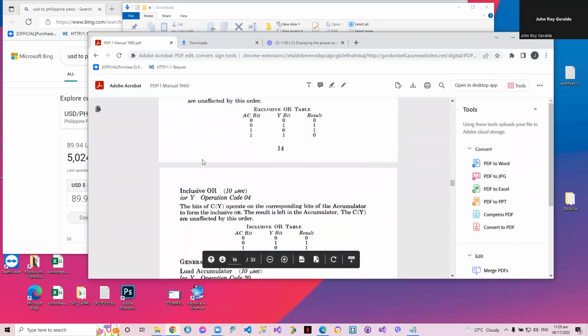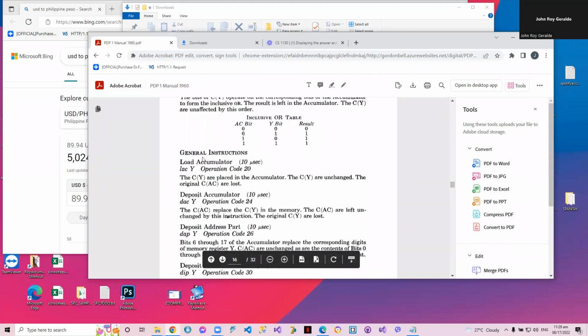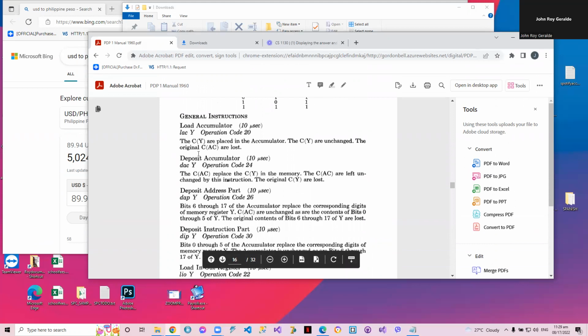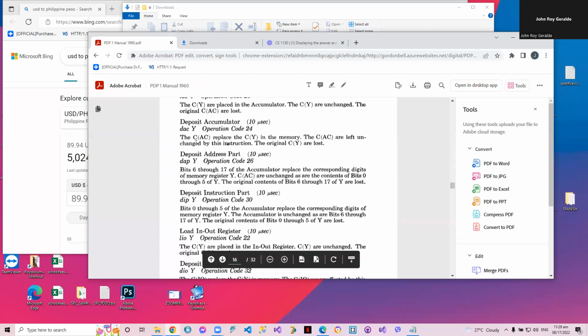There are logical operators, inclusive and exclusive OR. Now the load, do you follow? In the IAS you say load M of y. In the PDP-1 you say LAC y, which means load the accumulator with the value from the address y. Now store is called deposit accumulator, DAC y, which means transfer the value of the accumulator to address y in memory. There are different combinations of dep, but the most popular is DAC.